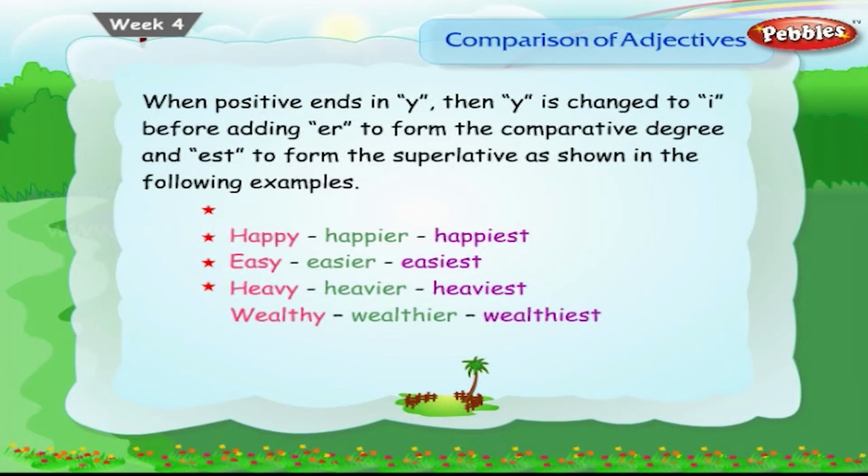When positive ends in Y, then Y is changed to I before adding ER to form the comparative degree and EST to form the superlative as shown in the following examples. Happy ends in Y. It becomes happier, taking an I instead of the Y and an ER, and happiest, easy, easier, easiest, heavy, heavier, heaviest, wealthy, wealthier, wealthiest.